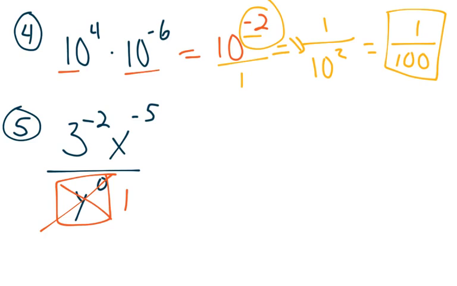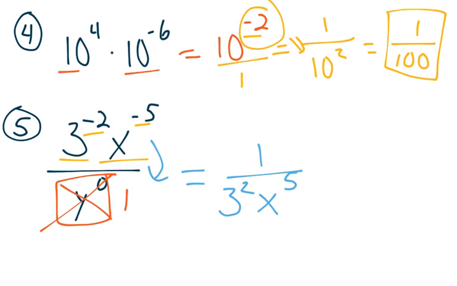So we need to work on both the 3 to the -2nd and x to the -5th. They both have negative exponents, so they need to go down to the bottom of our fraction. So on the bottom of our fraction now it's going to be 3 to the +2nd, x to the +5th. We don't have anything left up top, so it becomes a 1.